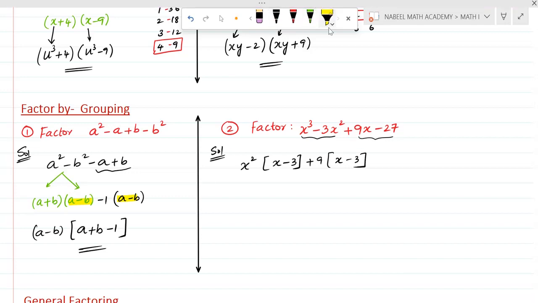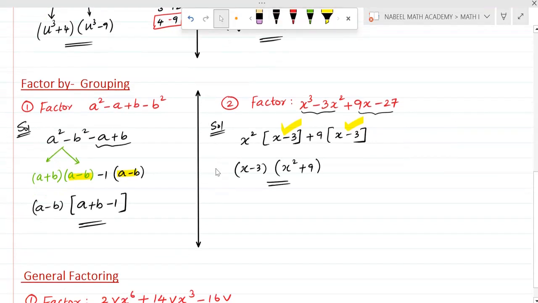So here, the common factor is this part. I will take it out. So you will have x minus 3 outside, and you will have x square plus 9. Suppose if it is minus, I have to factorize further. But here it is x square plus 9. We don't have a formula for a square plus b square, so leave it as it is. So this is by grouping.